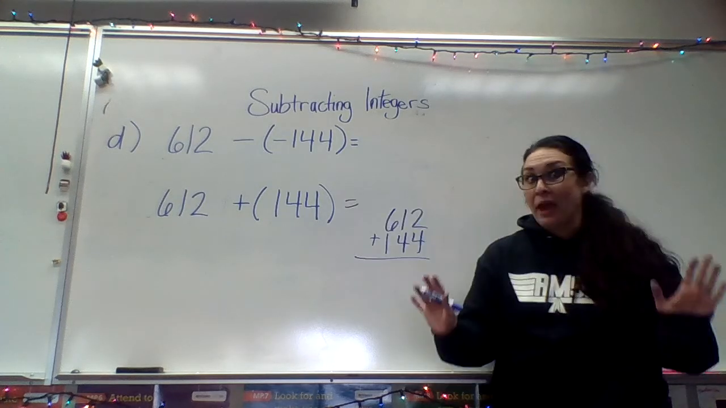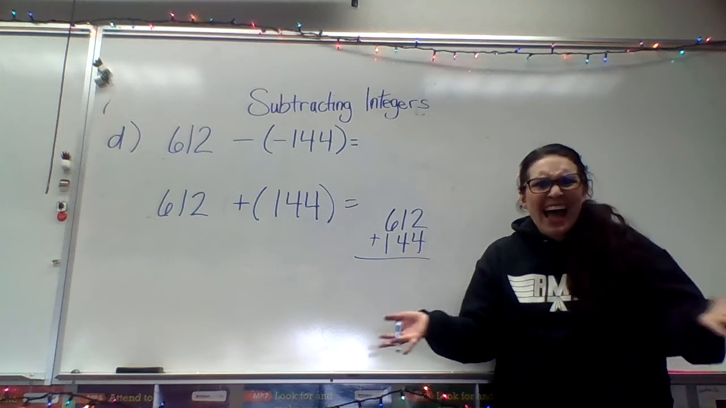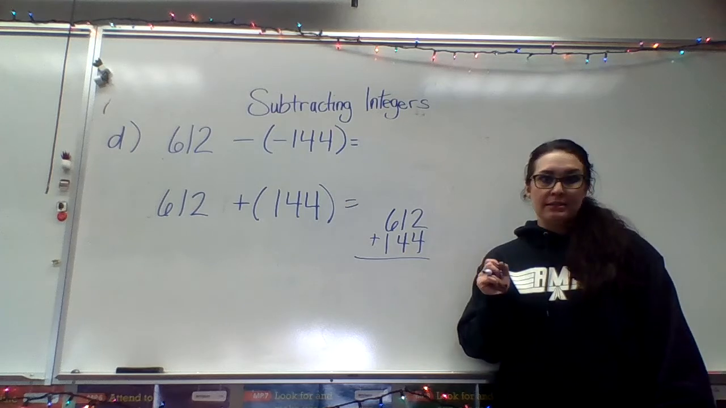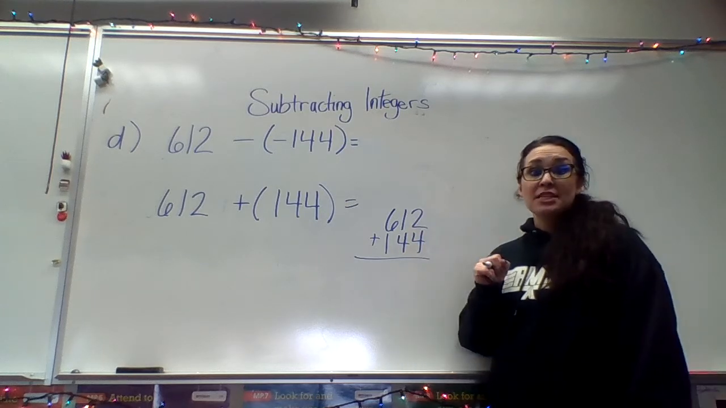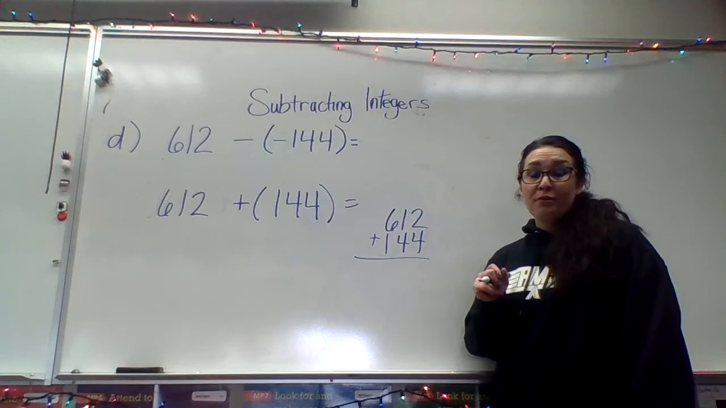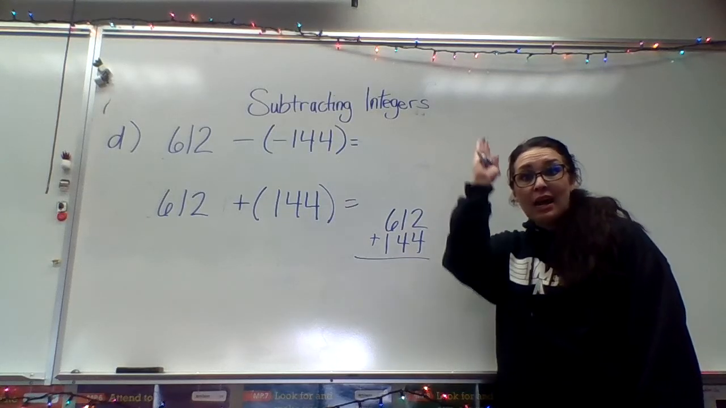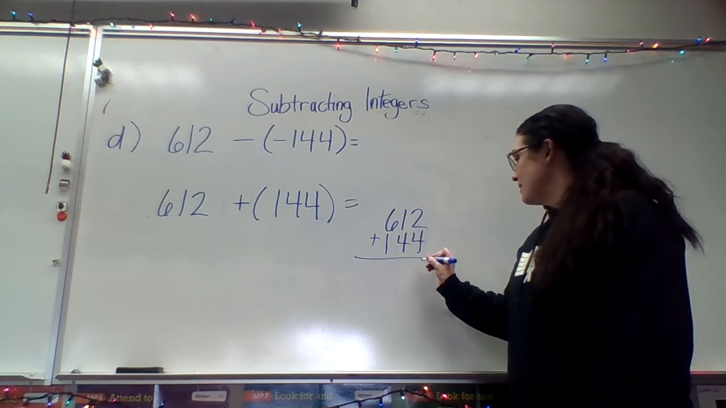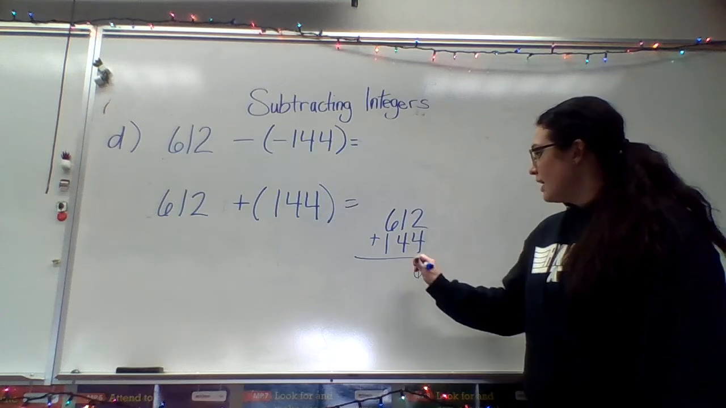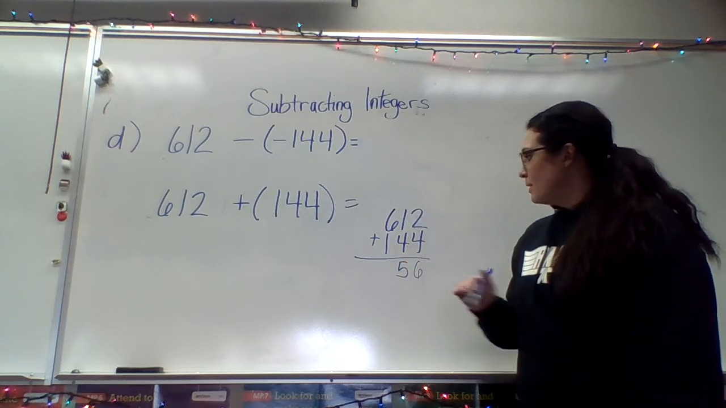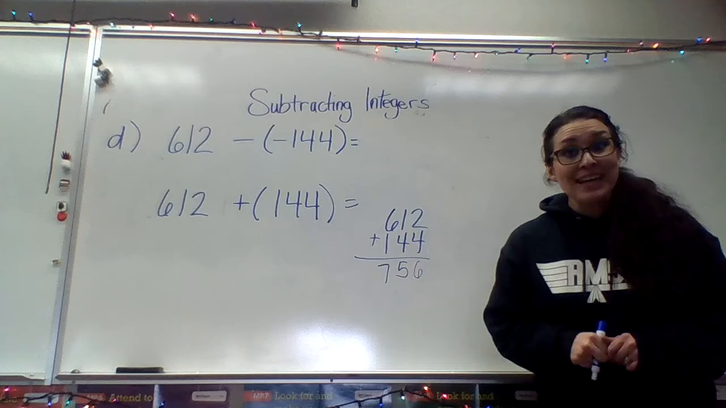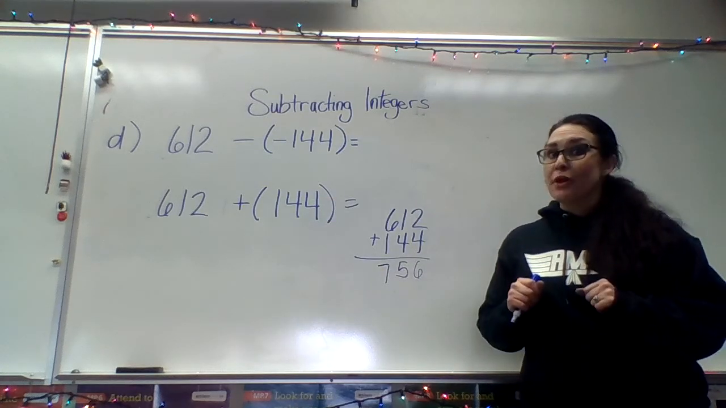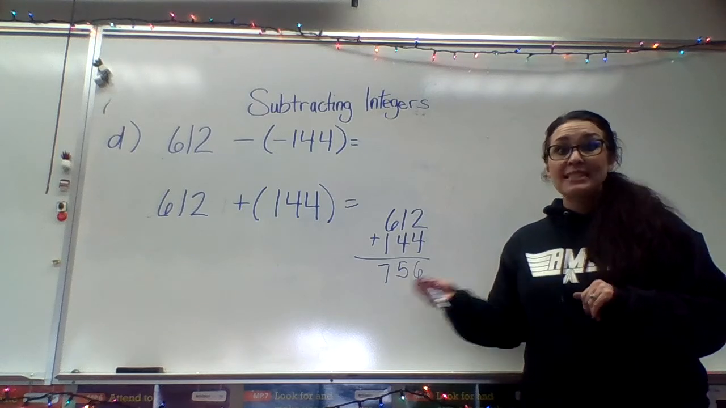Now we just add. And again, if you're kind of thinking, how do you even add all those big numbers, Mrs. Schlecht? It's just impossible. It's not impossible. It's not. Here's how you do it. I wrote 612 plus 144. I'm going to add up my ones, add up my tens, add up my hundreds. Done, right? So 2 plus 4 is 6. I put my 6 down here. 1 plus 4 is 5. And then 6 plus 1 is 7. So this tells me that when I add 612 plus that positive 144, my answer will be 756.